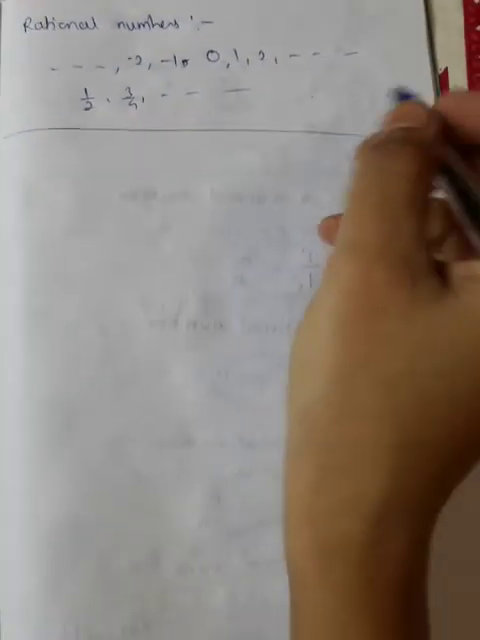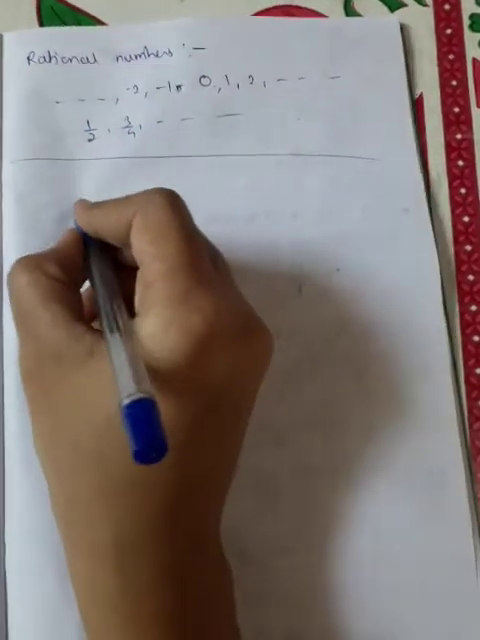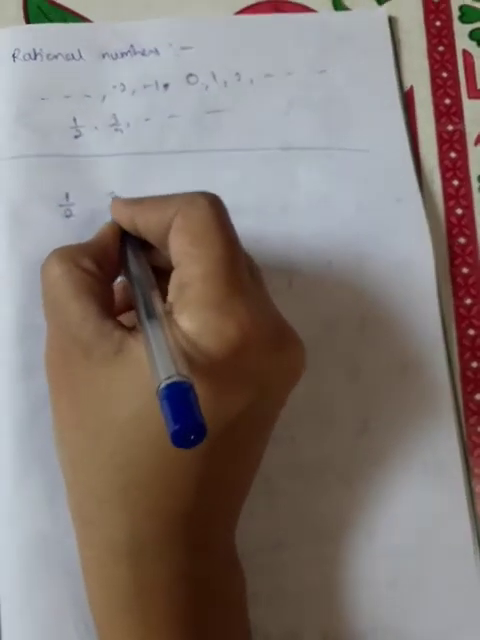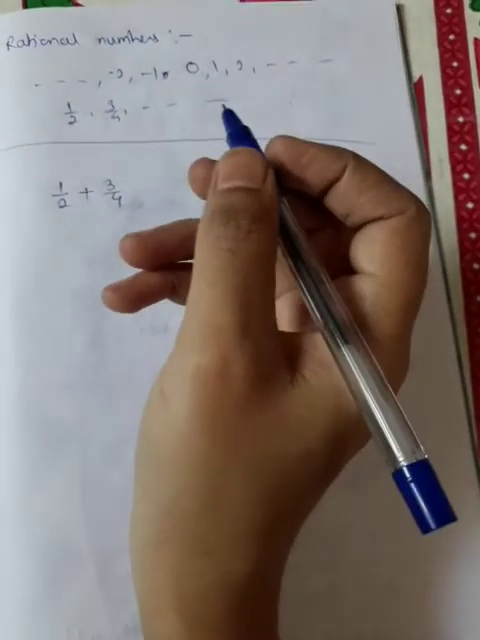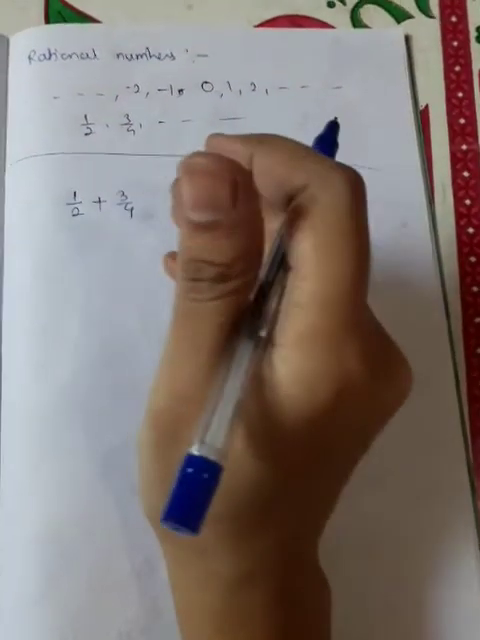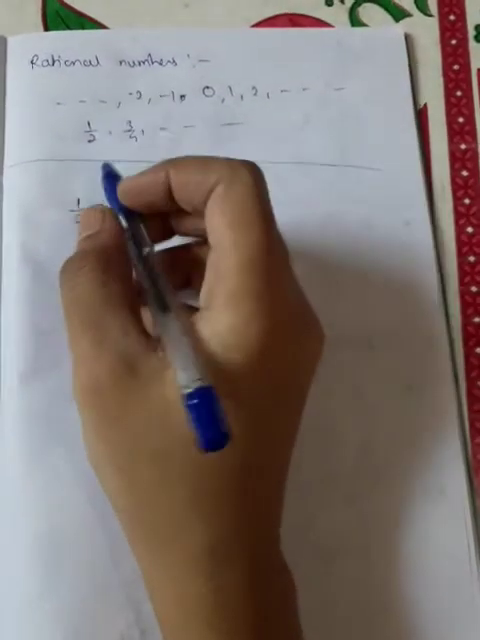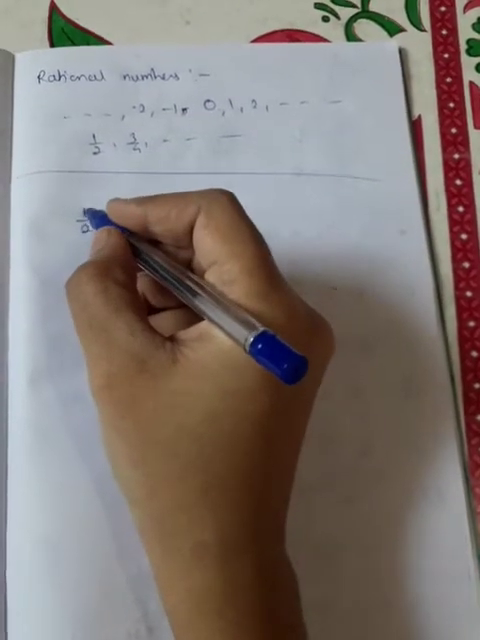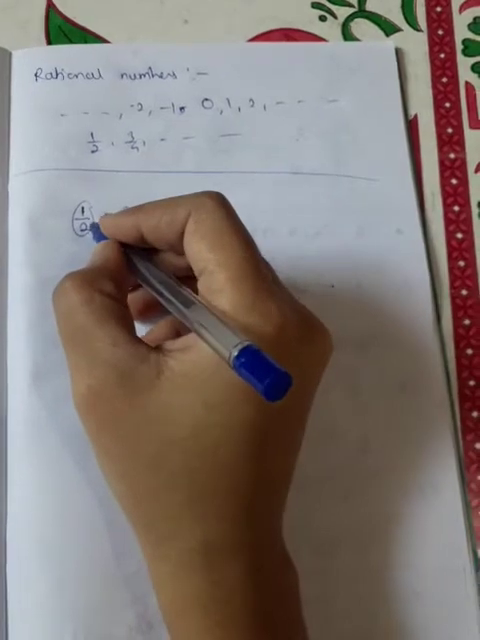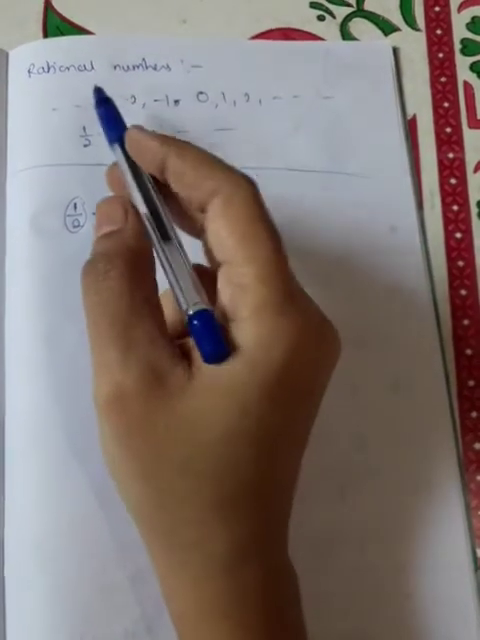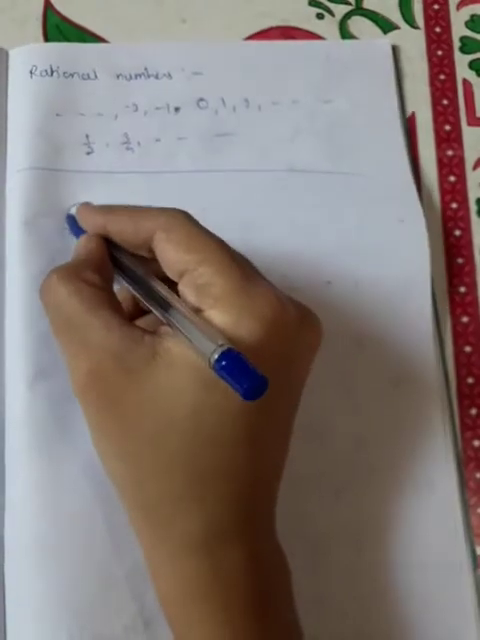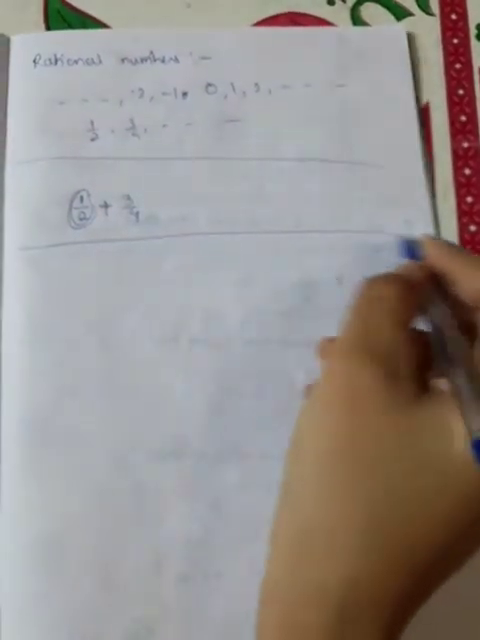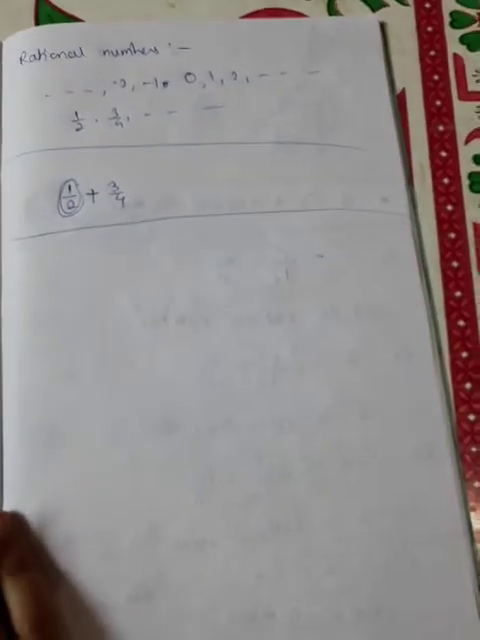Okay, so in this topic we are going to study operations on rational numbers. So if we take two rational numbers, suppose 1 by 2 and 3 by 4, these are two rational numbers. Here in this topic we will see how to add, subtract, multiply, and divide rational numbers. And you observe that rational numbers are nothing but fractions, so we are going to do operations on fractions, and for that you must know some basic concepts related to fractions.